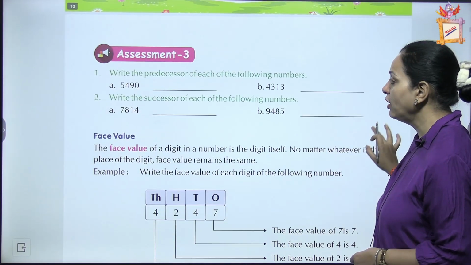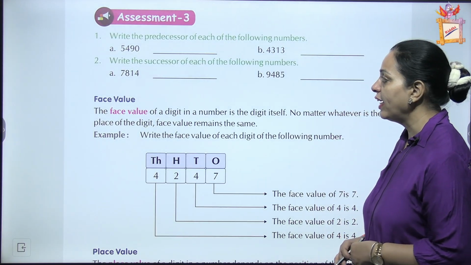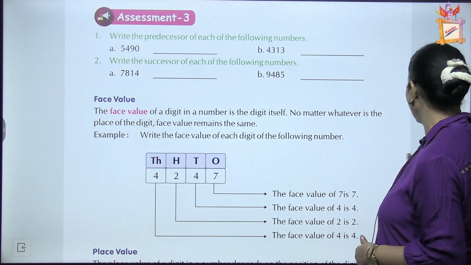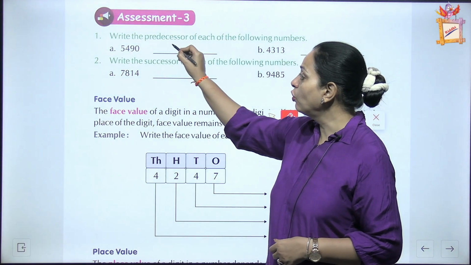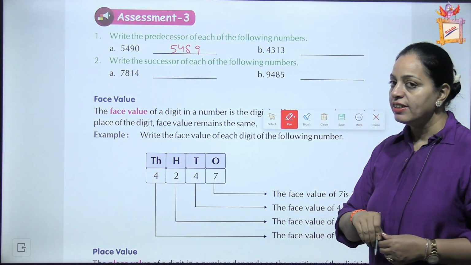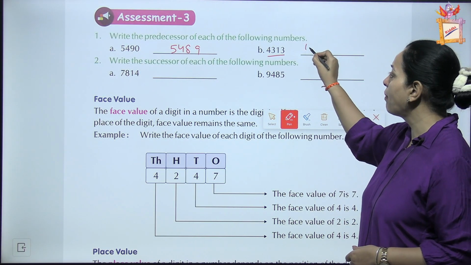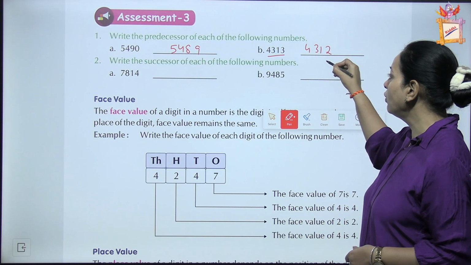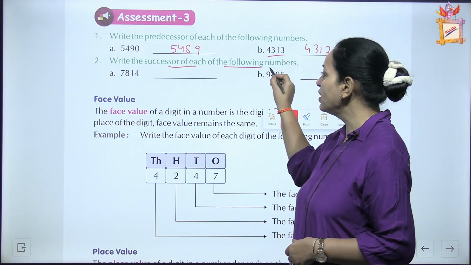Now assessment 3, the first one: write the predecessor of each of these numbers. Like A part, 5490, so you subtract 1, you will get 5489. Similarly, B part, 4313 minus 1, 4312.